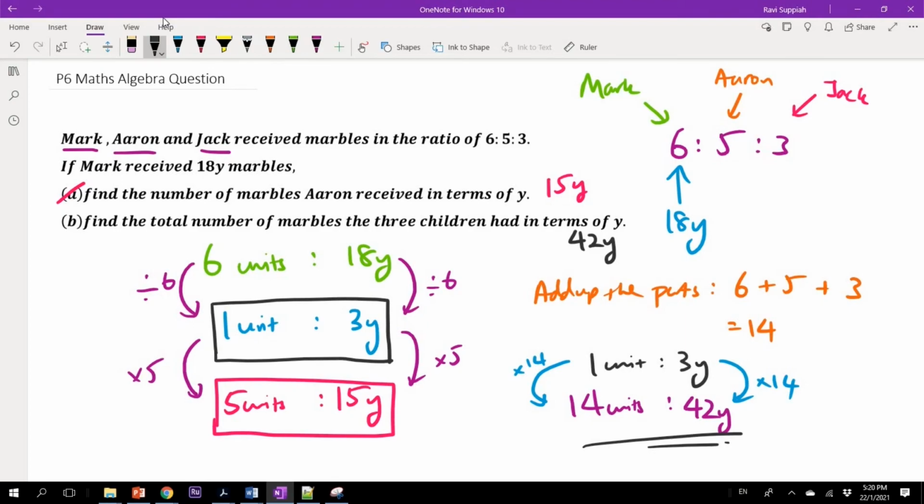Alright, so I hope that this question has shown you how we can relate ratio with variables and solve them using the proper algebra techniques.